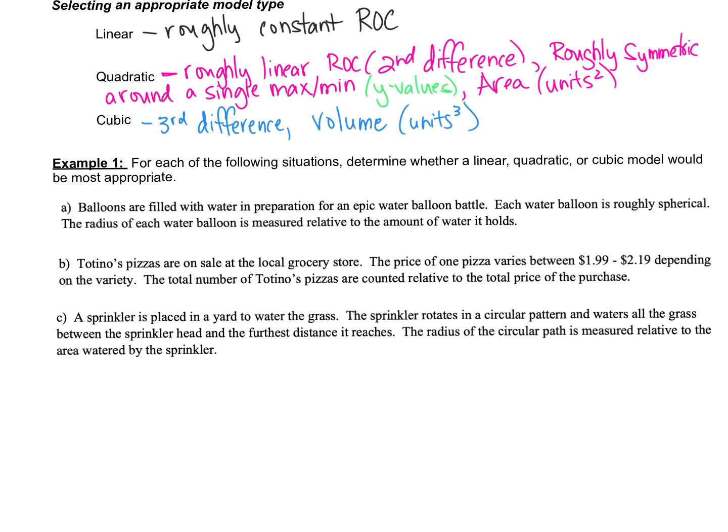All right, let's see what we think here. There's a lot going on in these. So the first one says balloons are filled with water in preparation for an epic water balloon battle. Each water balloon is roughly spherical. The radius of each water balloon is measured relative to the amount of water it holds. Okay, so what's the context of this in that last sentence? It's volume. How much water the balloon holds, that's volume. Because it's volume, we're going to use a cubic function.